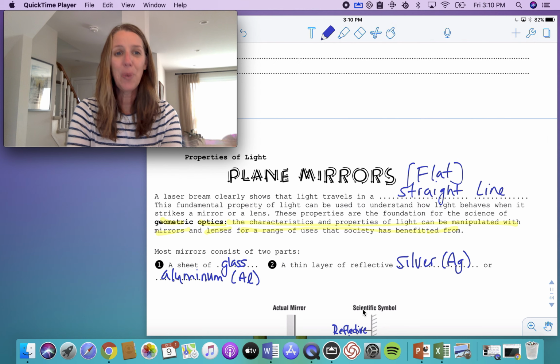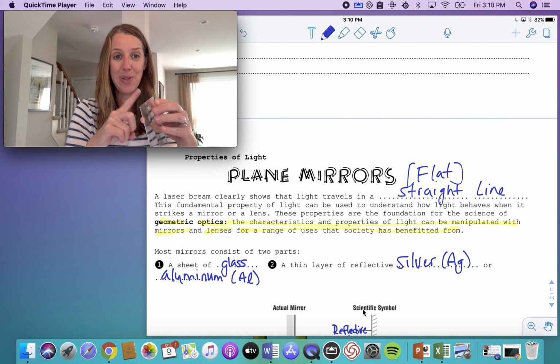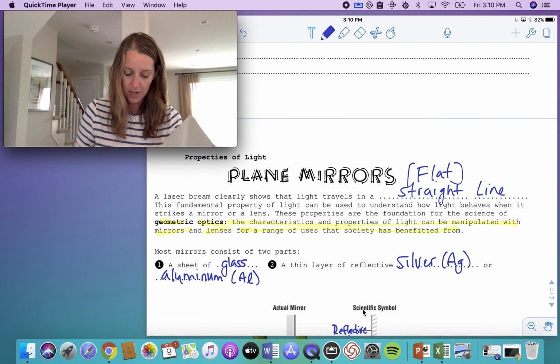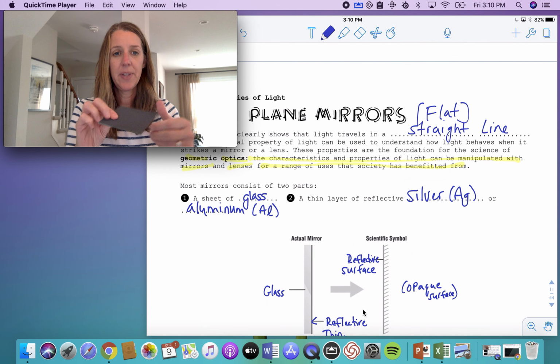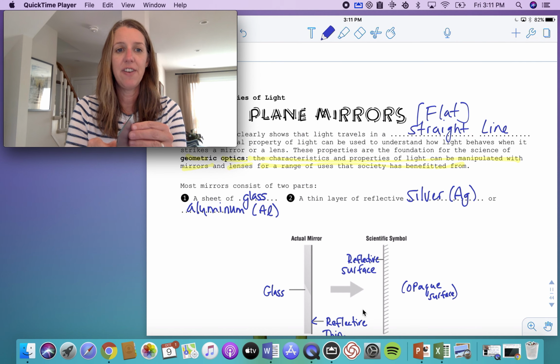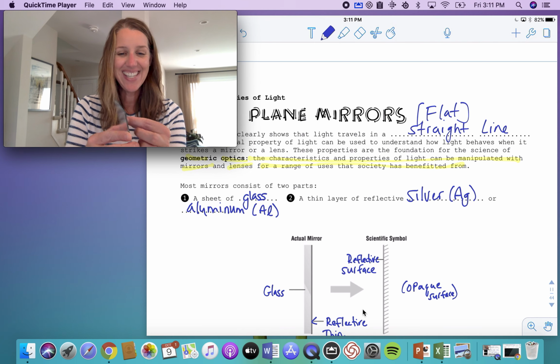Well, we can figure out where images are when we use mirrors as well. Okay, so most mirrors consist of two parts. There's a sheet of glass, which is the front part, and then there's a thin layer of reflective silver at the back. If you've ever had an old mirror, you can even take this mirror and scratch it. We don't want you to do that, obviously, because we want it to work.